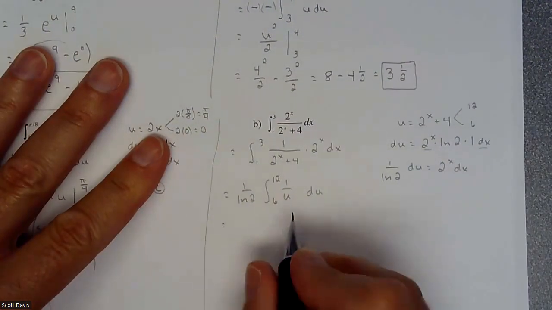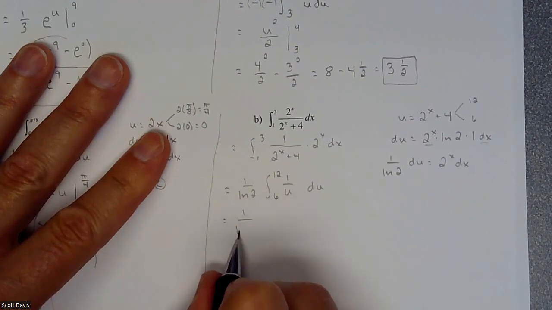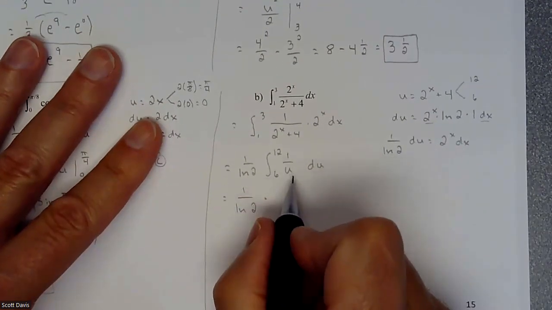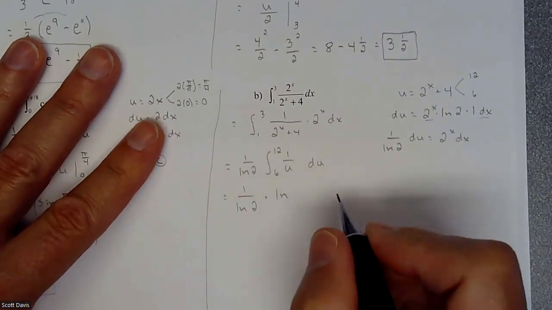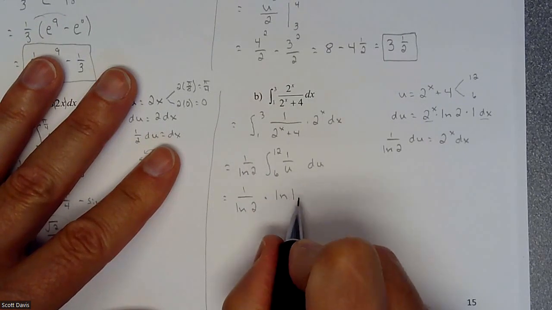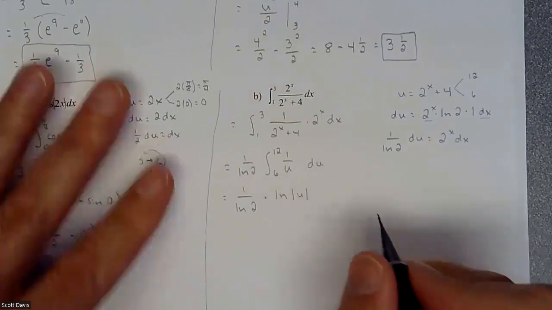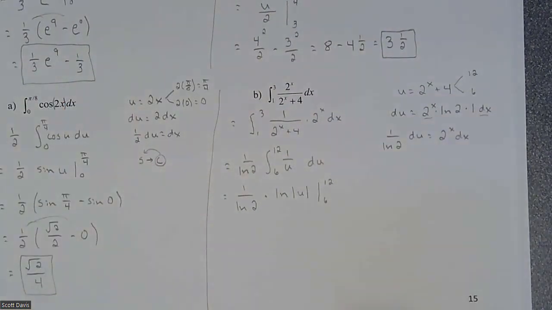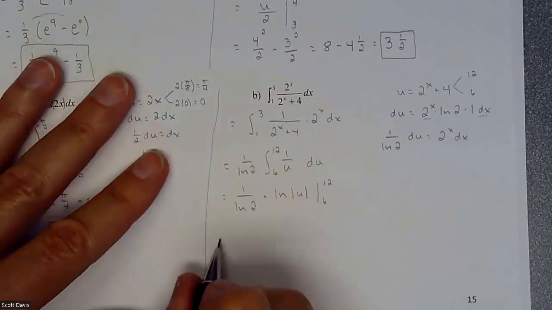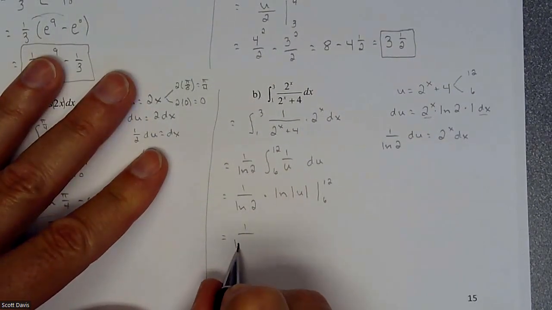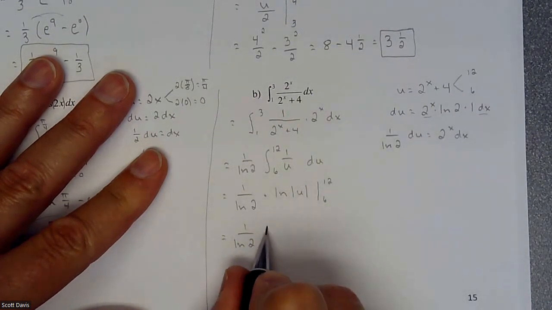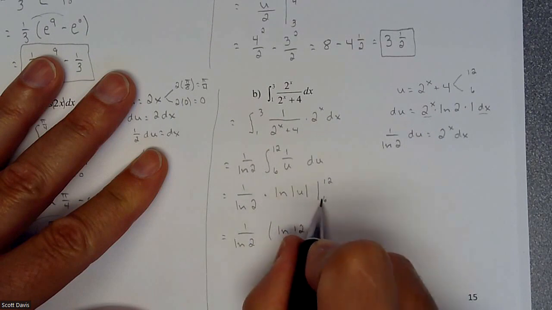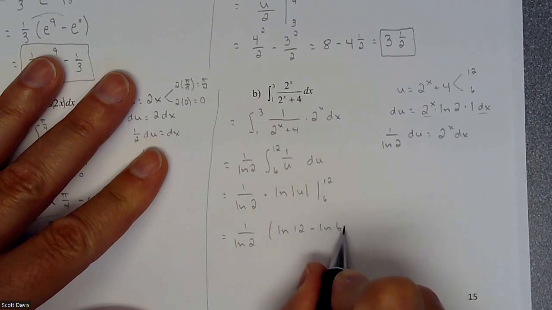All right, so let's antiderivative this thing. So 1 over the natural log of 2 times, if I do the antiderivative of 1 over u, it is the natural log of the absolute value of u. And we're going to go from 6 to 12. So I'm going to pull this in at the very end. It's going to be the natural log of 2. And I'm going to be plugging in the natural log of 12 minus the natural log of 6.